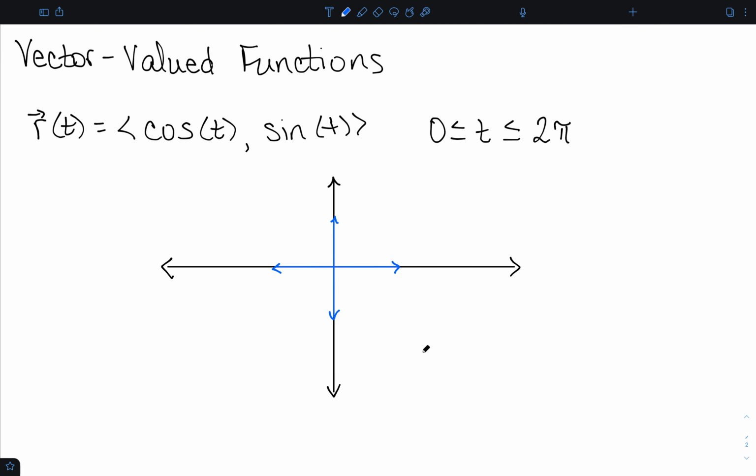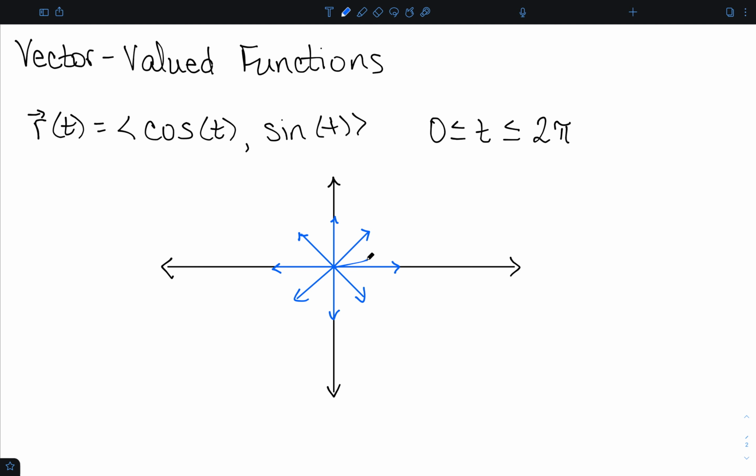So I start to have these points. I can also start to look at points in between, like pi over 4. Cosine of pi over 4 is square root of 2 over 2, and sine of pi over 4 is also square root of 2 over 2. Over here, we would have negative square root of 2 over 2, square root of 2 over 2, negative square root of 2 over 2, negative square root of 2 over 2, and square root of 2 over 2, negative square root of 2 over 2.